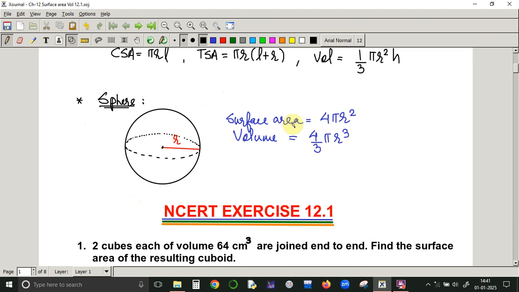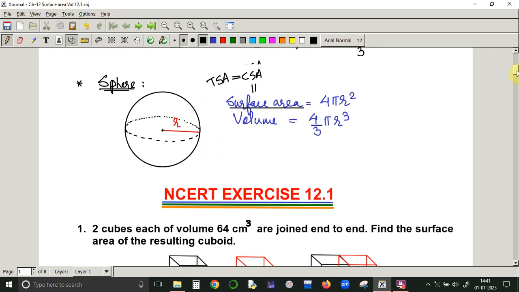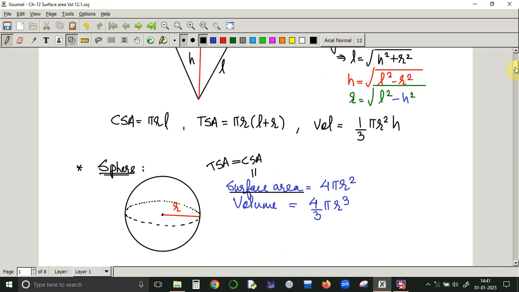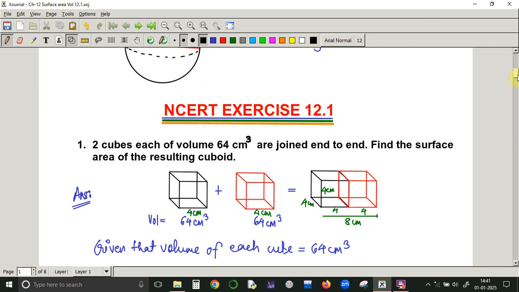Surface area of sphere is 4 pi r square. Now in surface area we don't have total surface area or curved surface area because there is one single surface for the whole sphere. So in other words, I can say that total surface area and CSA and the normal surface area, these three things are one and the same thing. These three solid objects we have to deal with in this chapter.